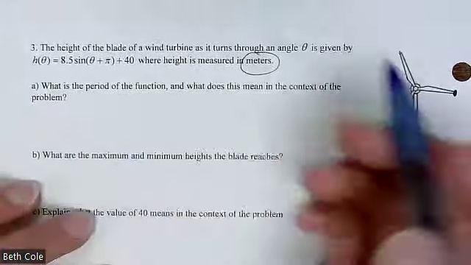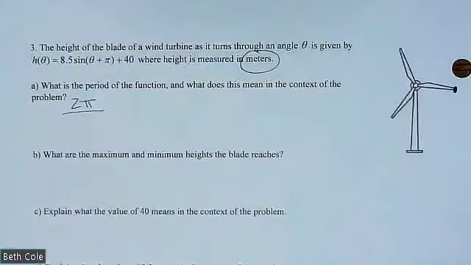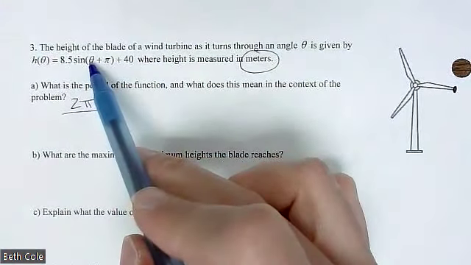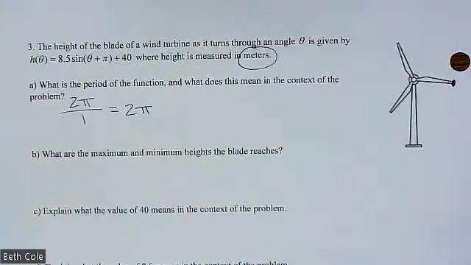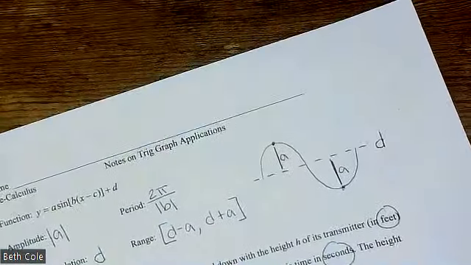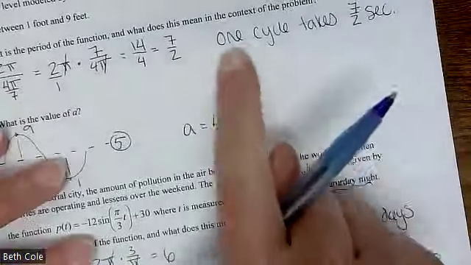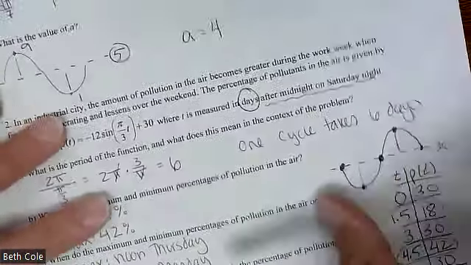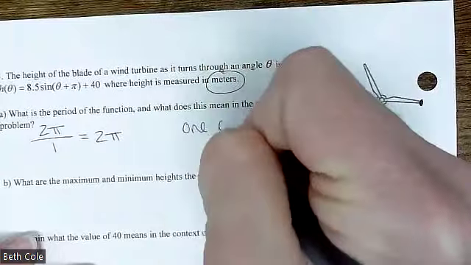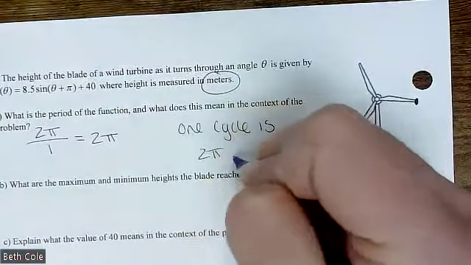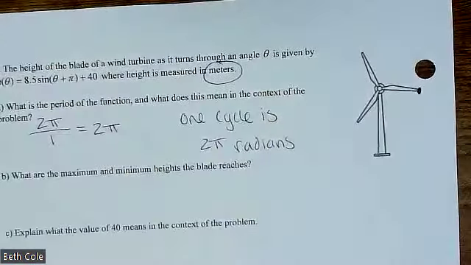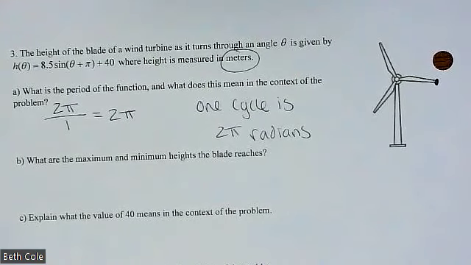All right, anyway. What is the period of the function? You're going to put 2 pi over the number in front of the theta, which takes the place of your x there. There's really just a 1, so it would just be 2 pi. So what does that mean in the context of the problem? Yeah, 2 pi should make sense because that's once around the circle. So this one, we said 1 cycle takes 7.5 seconds, 1 cycle takes 6 days. So we're going to say 1 cycle, I'm not going to say takes because it's not really time, I'm just going to say is 2 pi radians. And that should make sense, once around the circle.